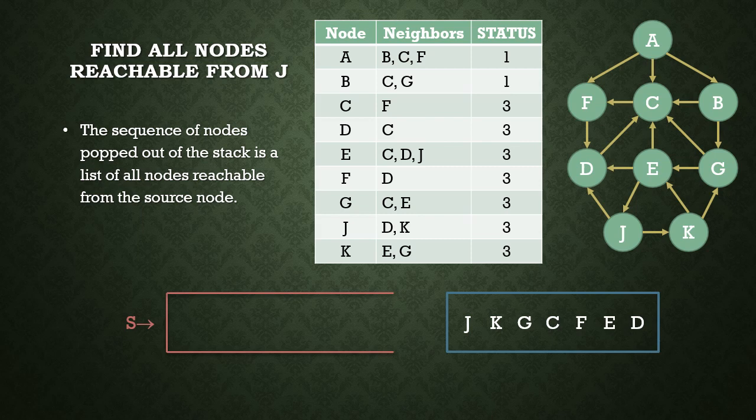Now that we have come out of the loop of the depth first search, the sequence of nodes popped out of the stack is a list of all nodes that are reachable from the source node. In our case, it is J. You can see that this sequence does not include A, it does not include B. So these two nodes are not reachable from J, or you do not have a path from J to these nodes.